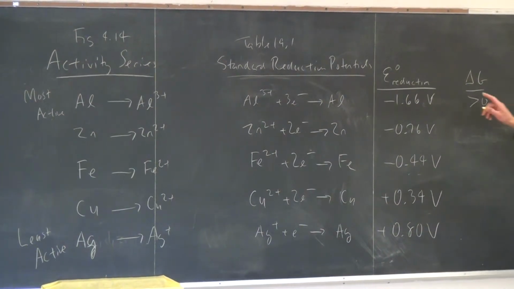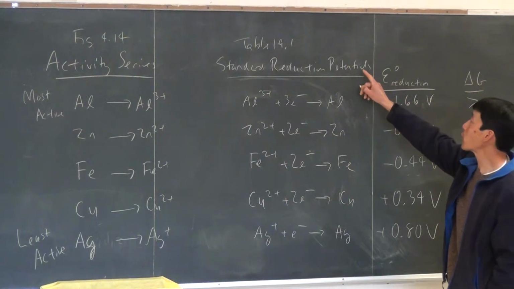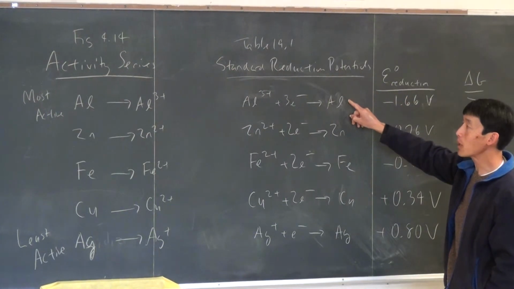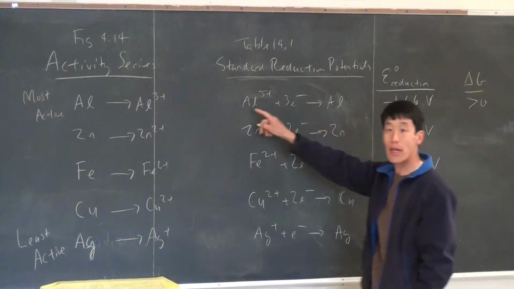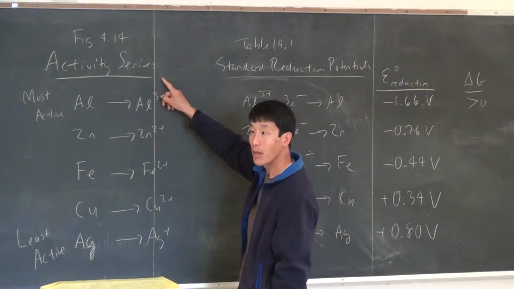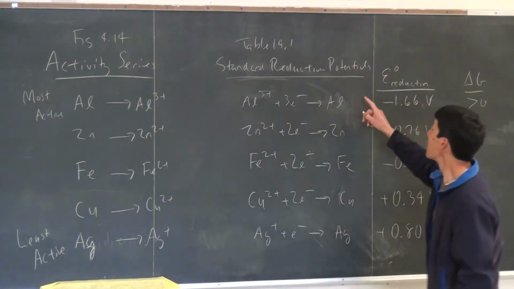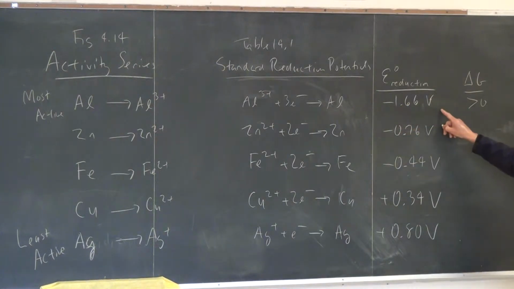So really, when we look at the standard reduction potential table, this table is just an expanded version of the activity series. Not only that, since we scientists and engineers like to put a number on everything, we can quantify how active that metal is, or isn't.